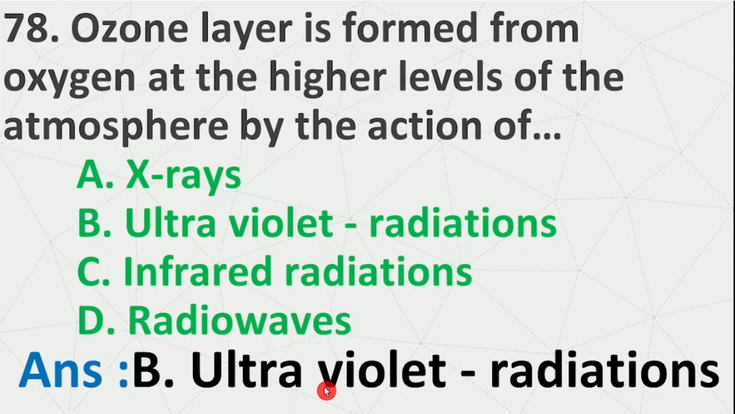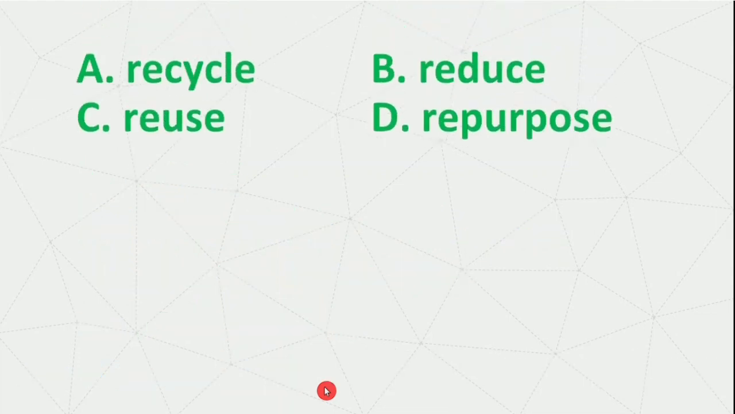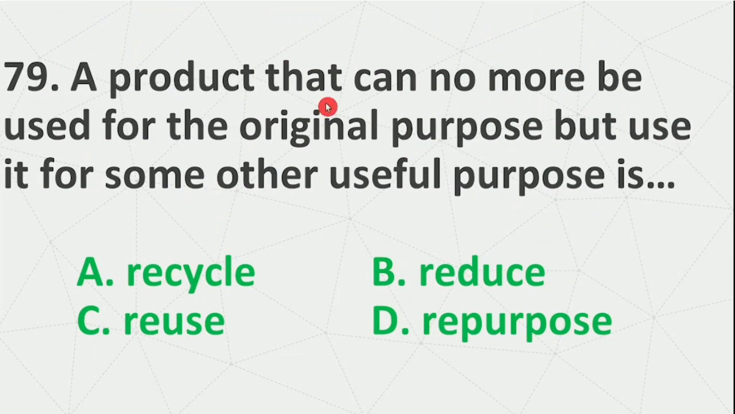Question number 79. A product that can no more be used for the original purpose but is used for some other useful purpose is: recycle, reduce, reuse, repurpose. So the answer, option D, repurpose, is the correct answer.